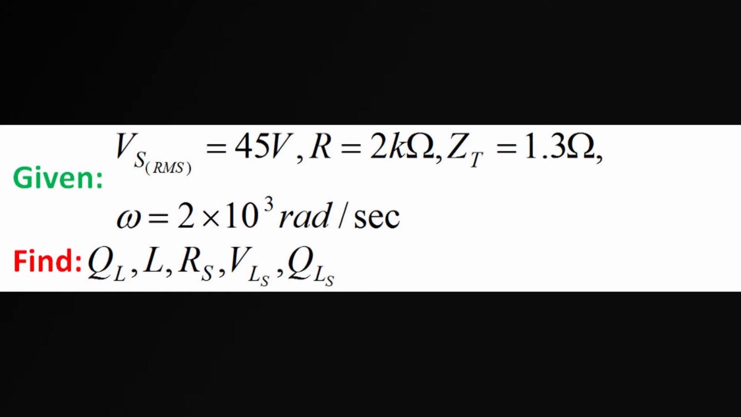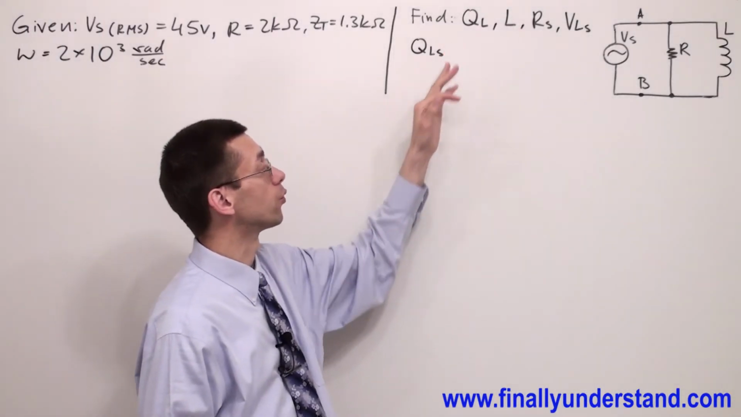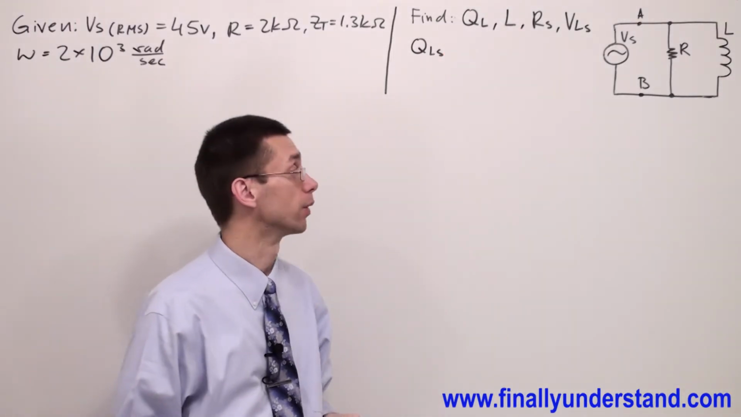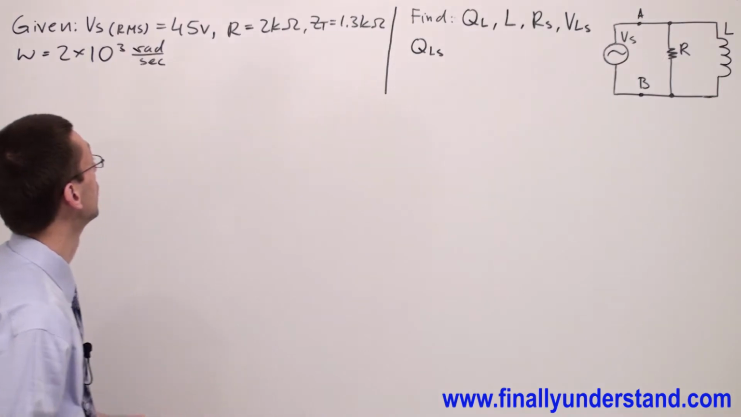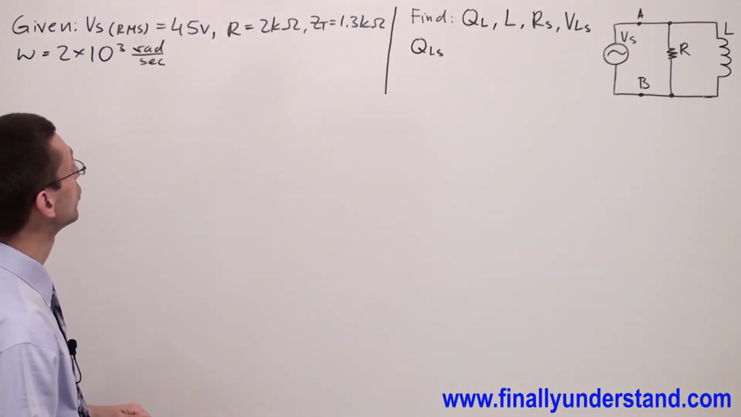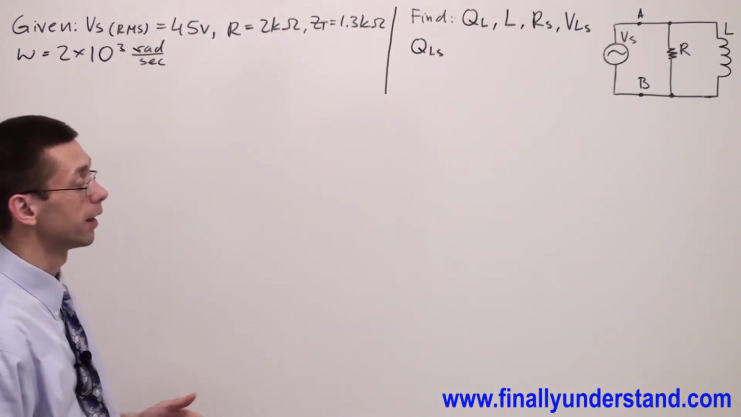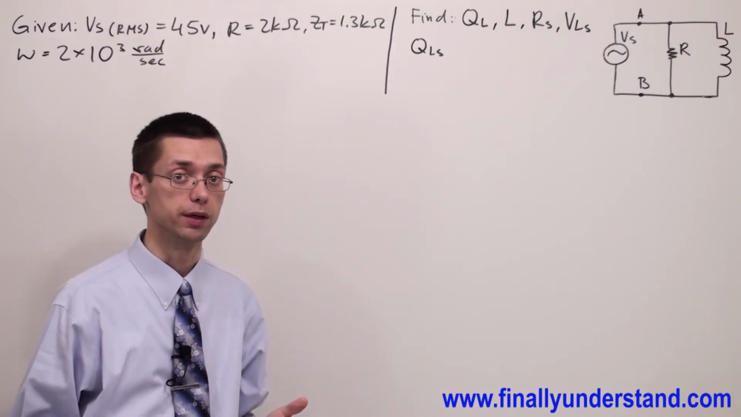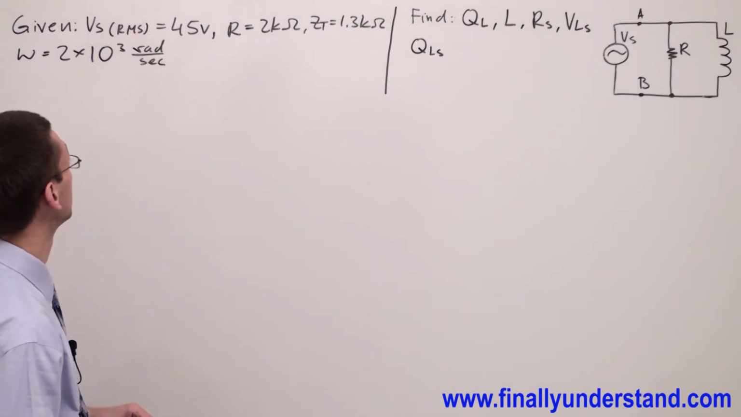Let's take a look at this example. This time we're supposed to find the reactive power, QL. In order to do so, we're supposed to find X of L or BL. Let's take a look what we have given.